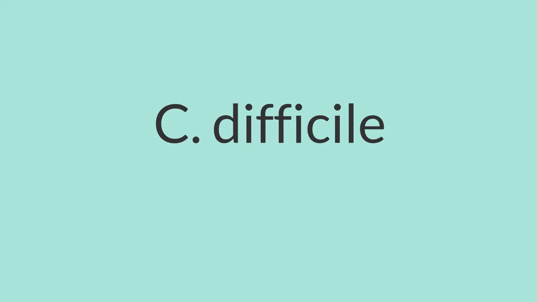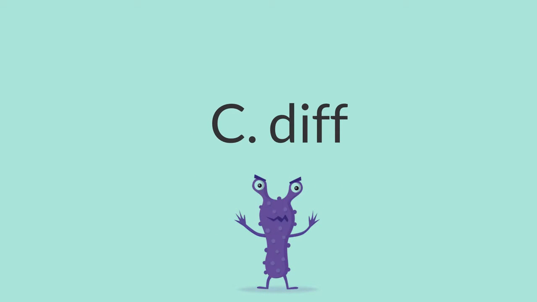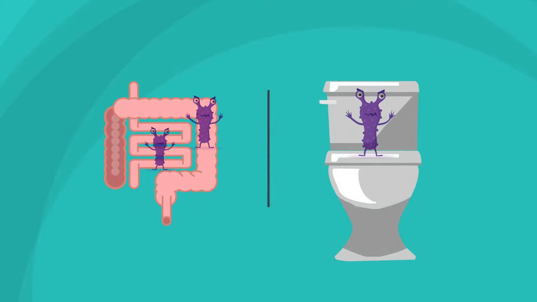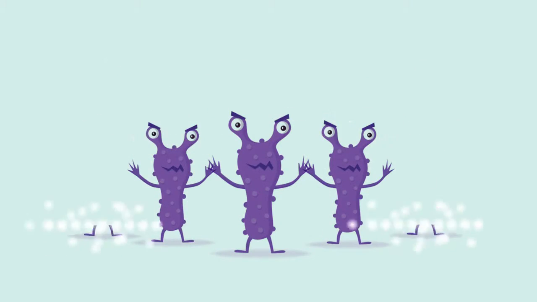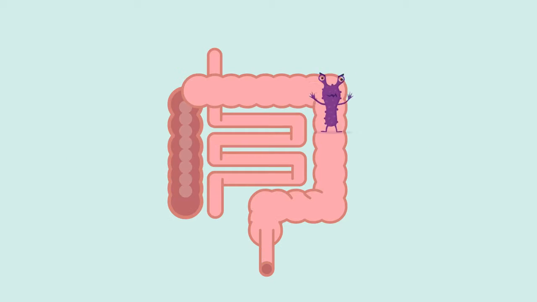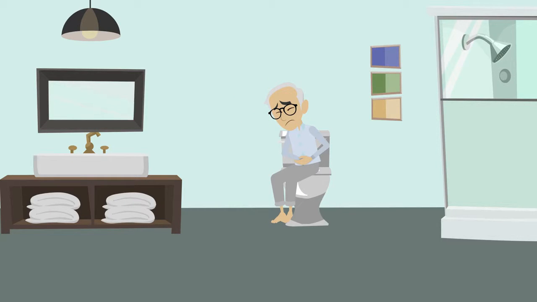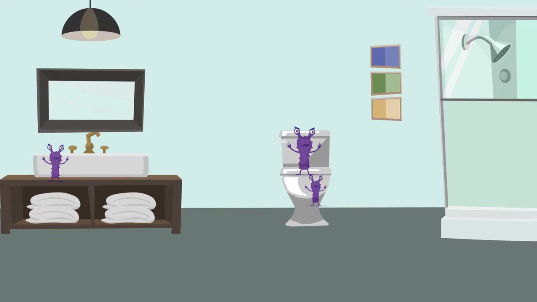C. difficile is often referred to as C. diff. It is a common healthcare-associated infection that is caused by an invisible spore-forming bacteria. These spores can be found in the intestines and feces of people who have the infection. The C. diff spores are very hardy. They travel through the intestinal tract of infected residents or patients and can contaminate the environment during episodes of diarrhea.